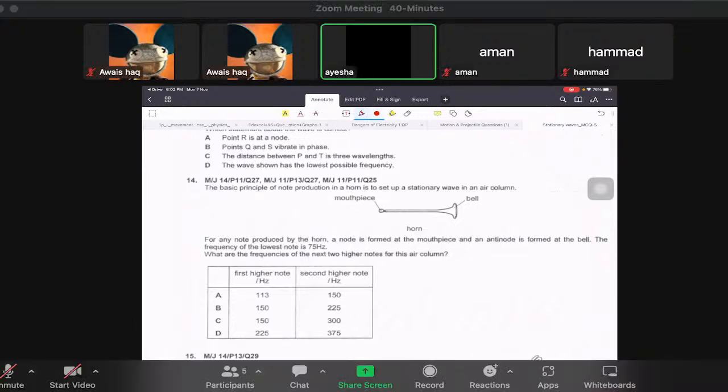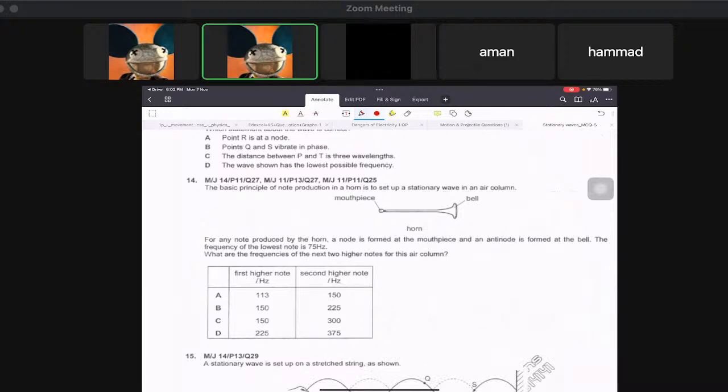Sarah said B. Okay, let me see. So F is equal to V times N over 4L. The first frequency was 75, V upon 4L times 1, because N is 1, 3, 5 and so on. So the next frequency will be 75 times 3. That's 225 and yes, that's correct. Is it clear everyone? Any questions?